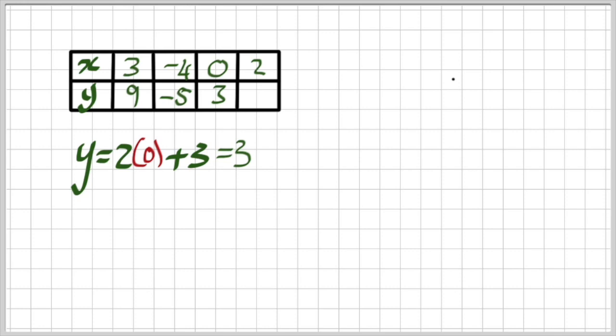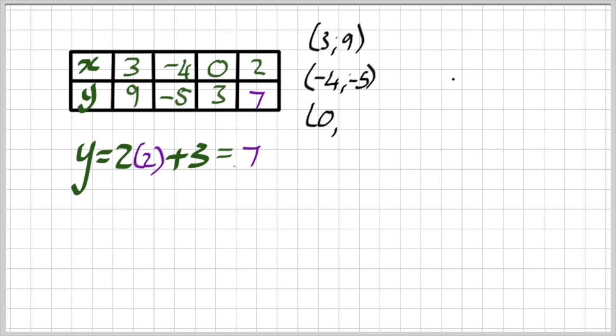I'm going to repeat this process by making x 2. Then my y value is 7, because 2 times 2 is 4, plus 3 is 7. Remember that this is not just a table for niceties. I actually have sets of coordinates: (3, 9), (-4, -5), (0, 3), (2, 7).